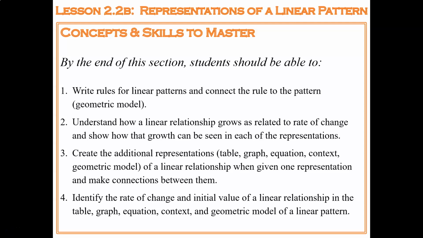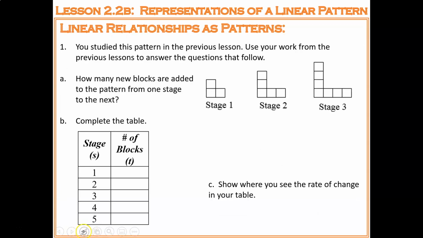Okay, so this is section 2.2b. We're skipping 2.2a. In this section, you're going to write rules for linear patterns and connect that rule to a pattern. This is called a geometric model. You're going to understand how a linear relationship grows as related to a rate of change and show how you can see that rate of change on a bunch of different representations. We're going to create those representations, which are a table, a graph, equation, and a geometric model of a linear relationship. And we're going to make connections between all of them. And then we're going to identify the rate of change and initial value of a linear relationship from those representations. All right, let's get going.